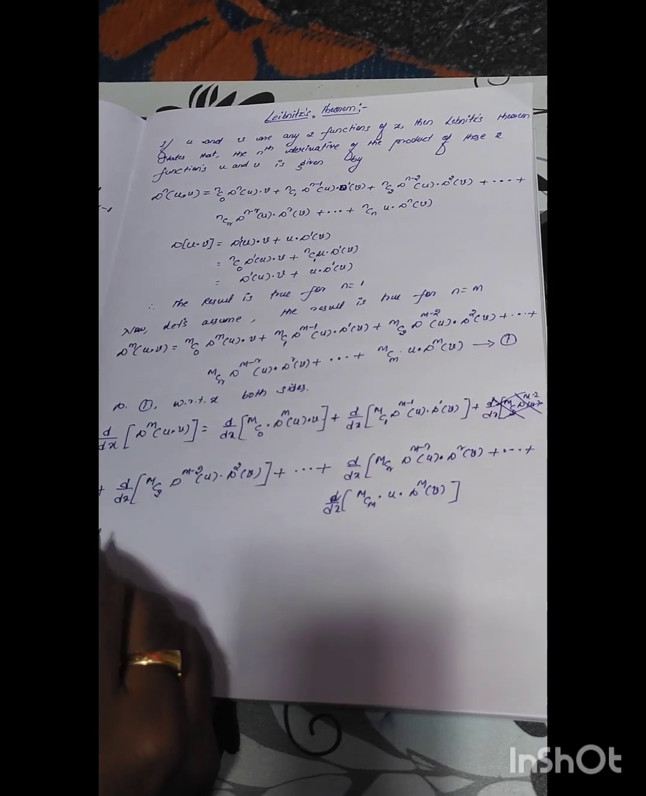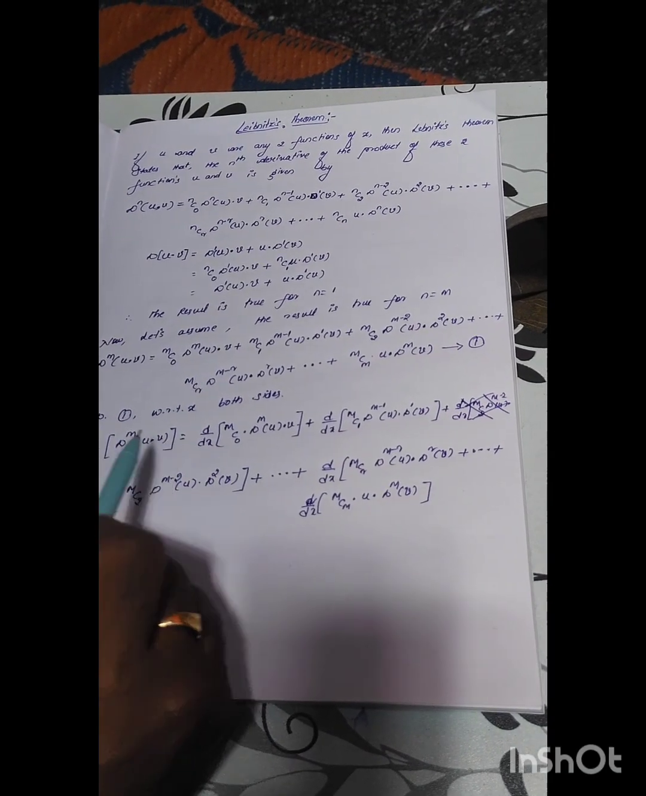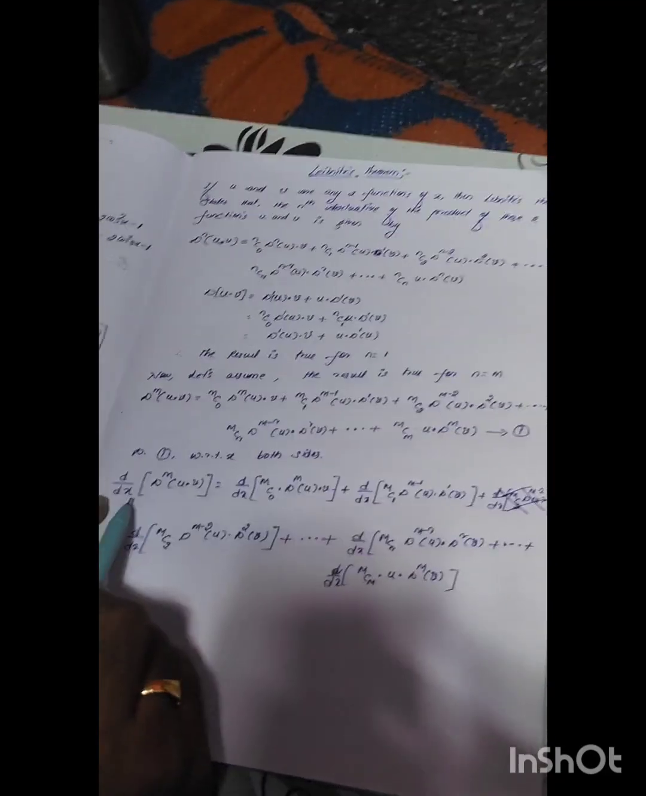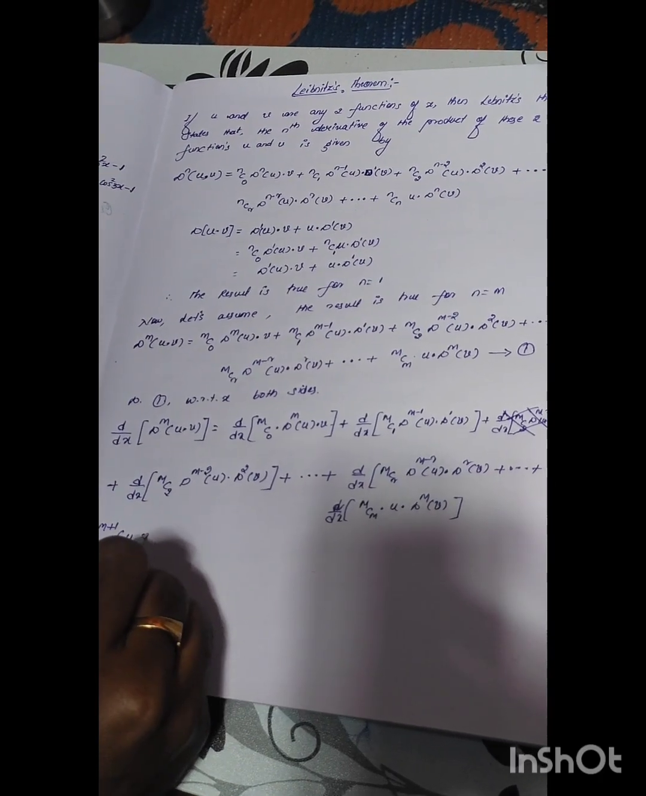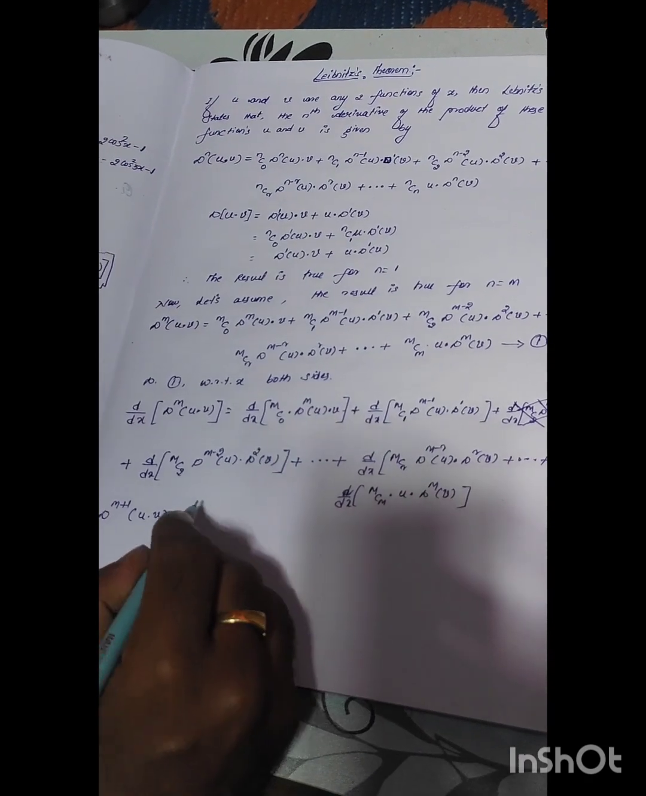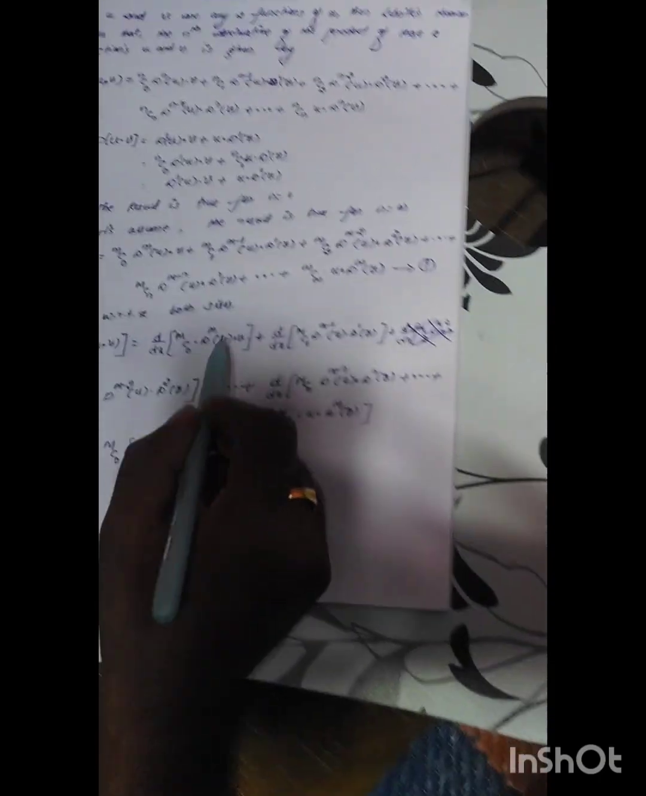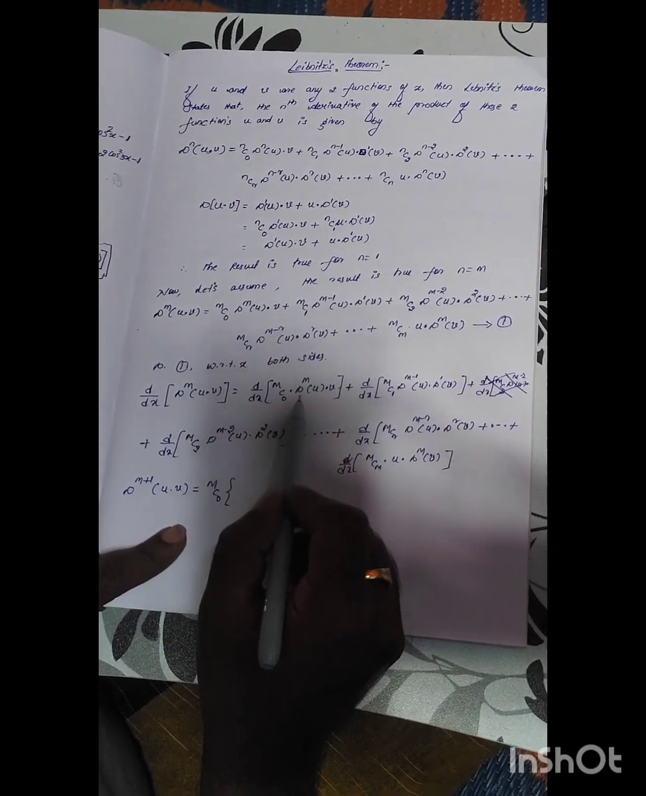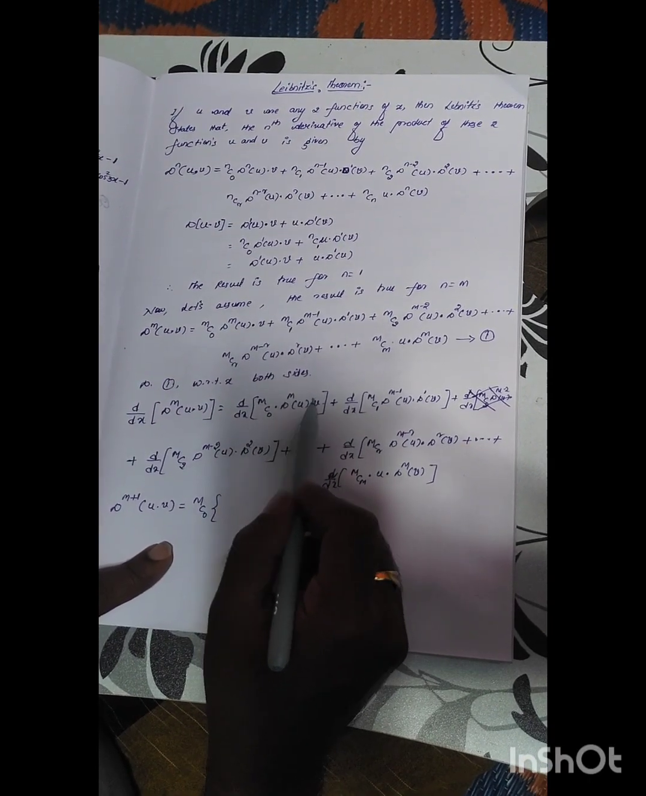So d by dx of the mth derivative of u comma v will become the m plus 1th derivative of u comma v. Already we have the mth derivative of u comma v, so again we are differentiating with respect to x. That will be equal to, mC0 is constant here, so let me take mC0 outside. Now d by dx of this term I have to take. I already have the mth derivative of u into v, so again I have to differentiate it one time.